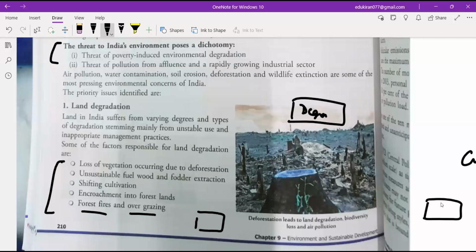So for example, this is a land, these are the grasses. What do animals basically do? They pull it, right? They cannot cut it, they pull it. So with the grass itself, with the root itself, the soil comes out. That is basically called degradation of soil. So these are basically the reasons for land degradation.